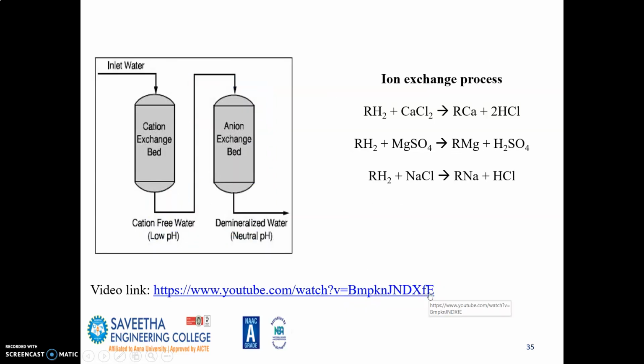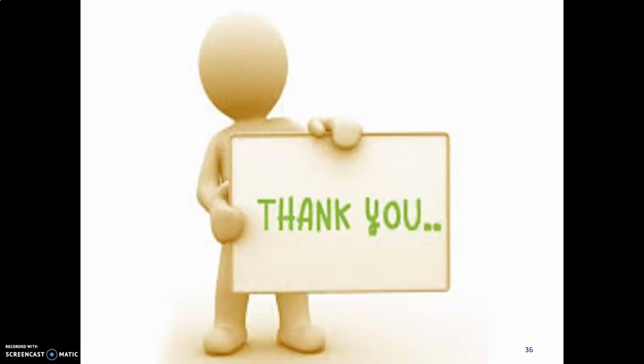The ion exchange process involves two types of exchanger resins: one is cation exchange and the other is anion exchange. Here it removes almost all the cations. In the second compartment it removes almost all the anions, and the water coming out of the anion exchange resin is totally free from both cations and anions, and is eligible for drinking purposes.